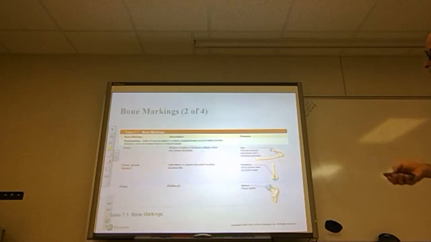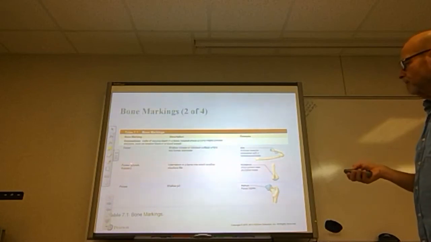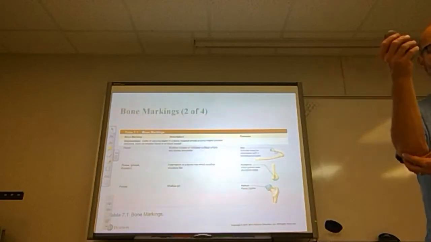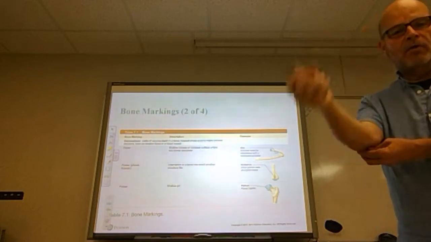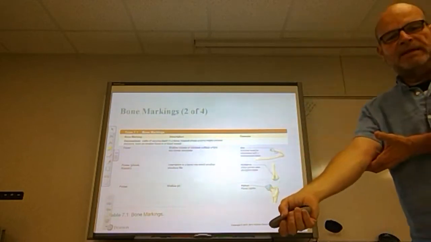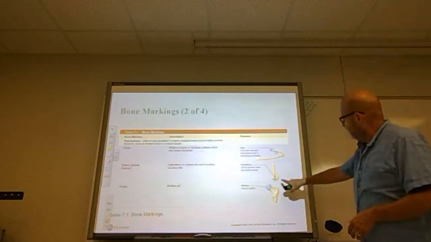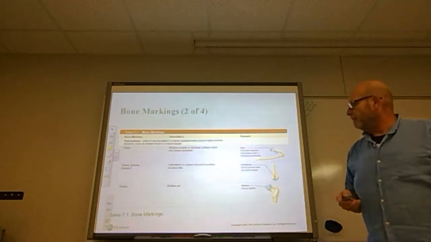A fossa, plural fossae, is an indention in a bone into which another surface fits. Here's the humerus, the distal portion, the olecranon fossa, which is that structure right there, that sort of divot in the back of the humerus. That's where the olecranon process of the elbow goes. That's what prevents our elbow from bending beyond that point. There's actually a little piece of bone that goes into that little notch right there.